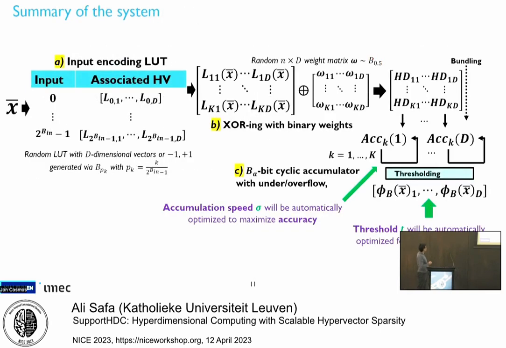And this slide summarizes all the encoding steps, where you see that the threshold we applied on the arguments, and also the sigma parameter that sets the speed of accumulation, will be automatically optimized by our CAD software. So those parameters will be automatically searched through by our optimization routines.